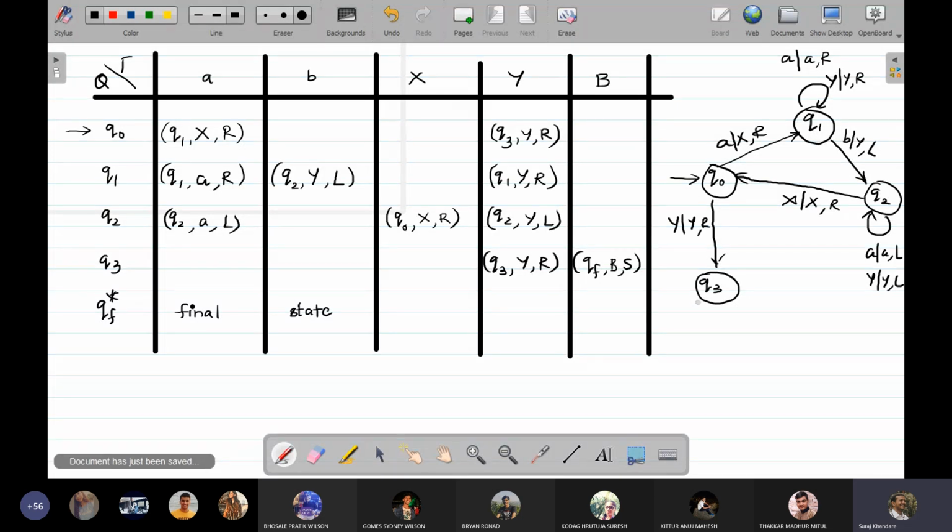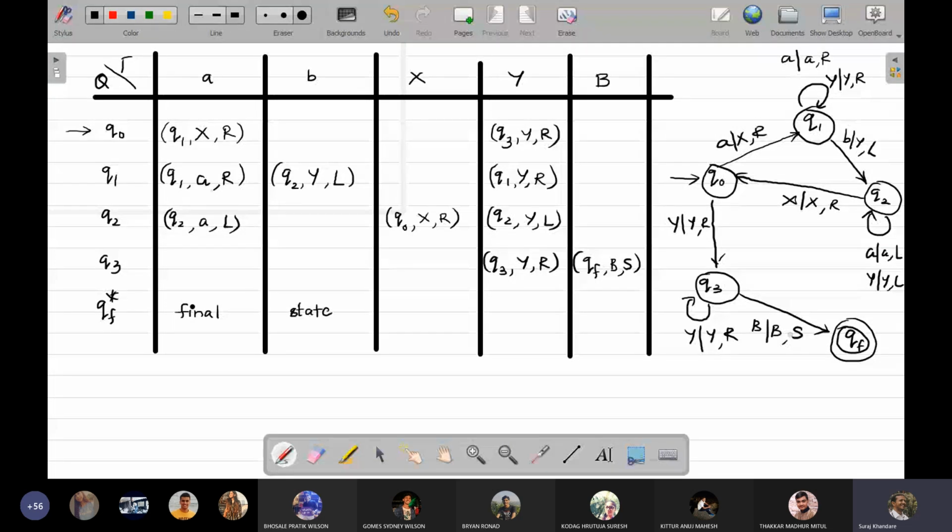Now in Q3, if there are Y's present, Y will be kept as Y, we keep moving to the right, and we go to the final state QF when we find a blank symbol. The blank symbol is kept as blank, and we stay at the same place. Are you getting this? Yes?